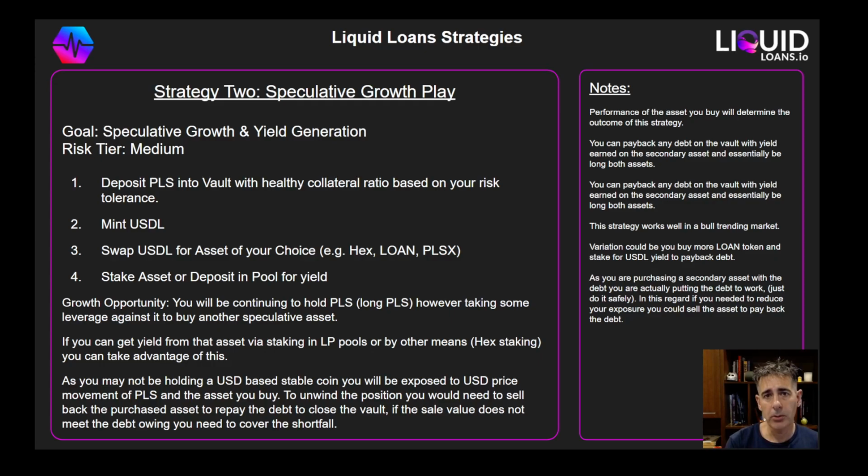Now, the problem with that is because you've extracted a US dollar value amount in the form of a loan, let's call it $2,000 worth, then you've gone and purchased $2,000 worth of asset, whatever, let's call it HEX. You purchased $2,000 worth of HEX. Now, if the price of HEX drops by 50%, so now you've only got $1,000 worth of USD value and you need to pay back your vault, you're $1,000 short. So that's what I mean by you've got some exposure there on the USD side. So just as long as you understand that and you know what you're doing, then you can use this to your advantage, but just understand that there is that USD price risk.